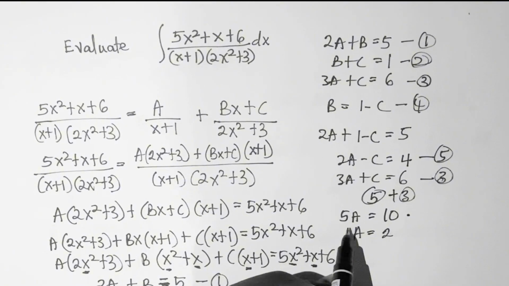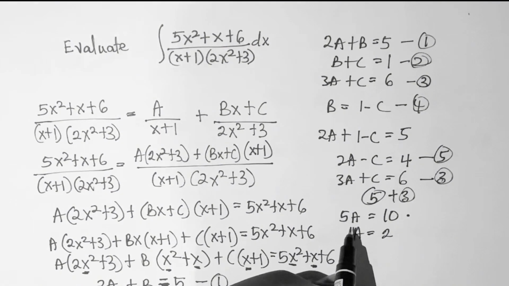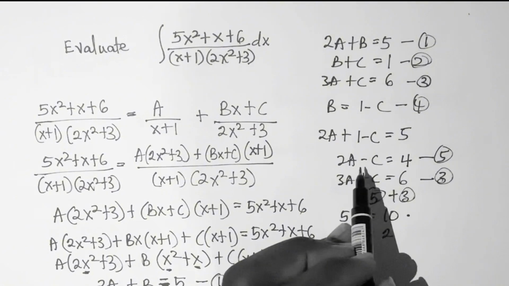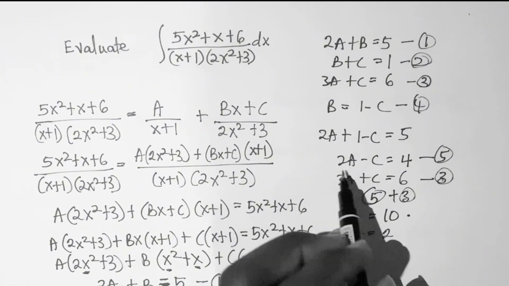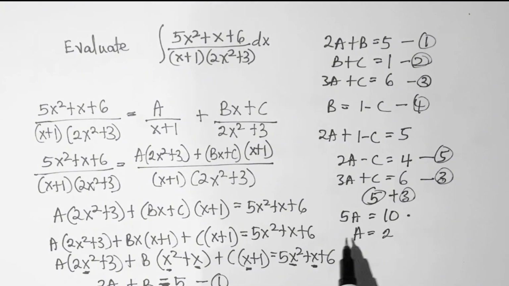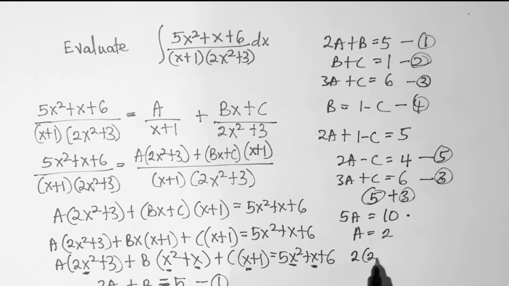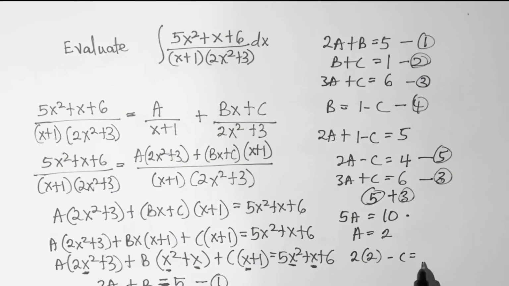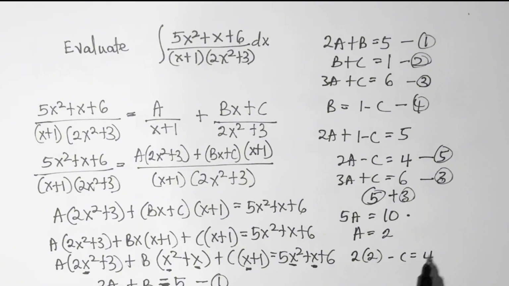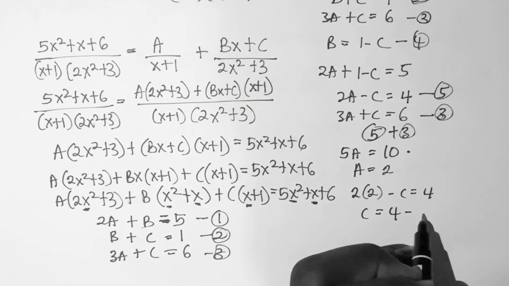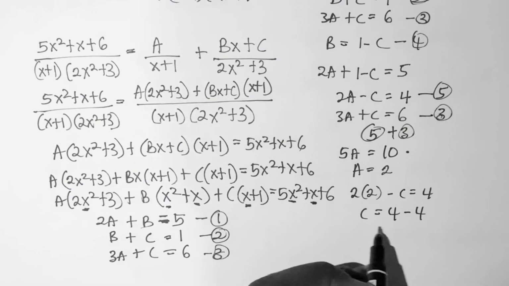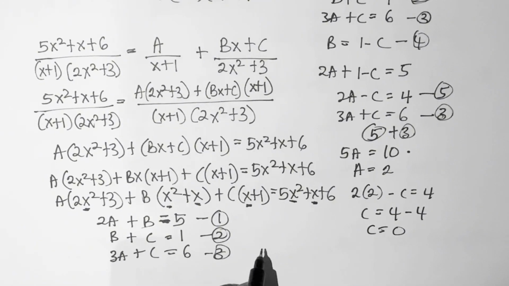Now that we found the value of a, we can put that in equation 5 and then find the value of c. So from equation 5, we see that it's 2a minus c equals 4. So 2 times 2 minus c is equal to 4. Now let's make c the subject. So c is equal to 4 minus 4. Therefore, we can see that c is equal to 0.